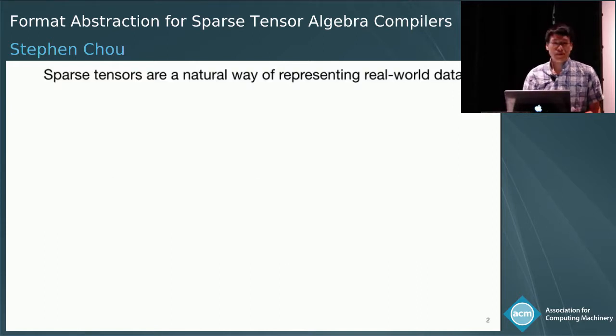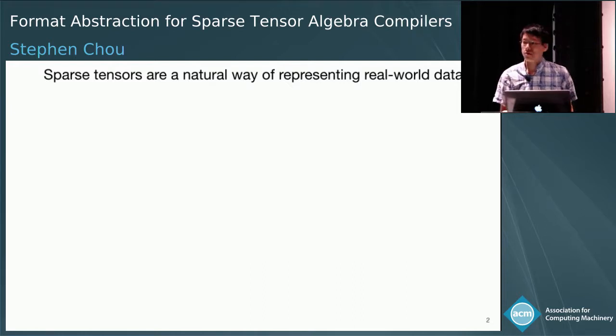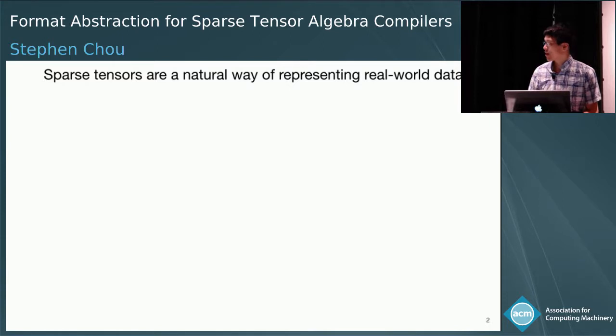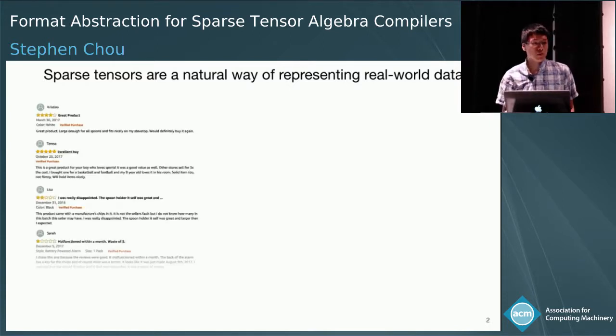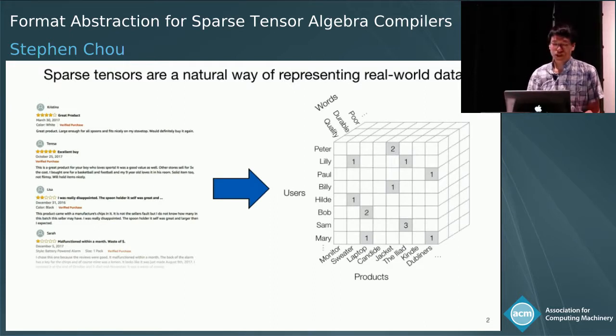So a lot of data from the real world can be naturally represented as tensors, which generalize matrices from linear algebra to have any number of dimensions, not just rows and columns. As an example, a data set of product reviews on Amazon can be represented as a three-dimensional tensor, as shown here, where each element encodes how many times a user uses a specific word to describe a specific product.